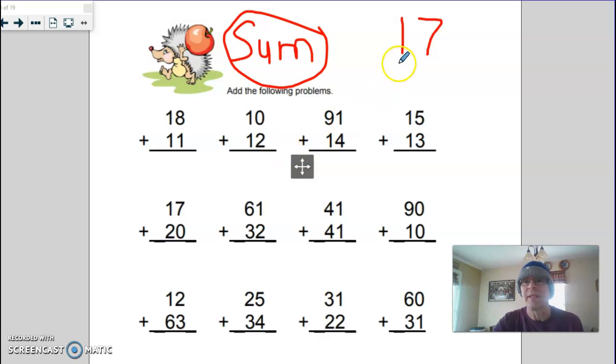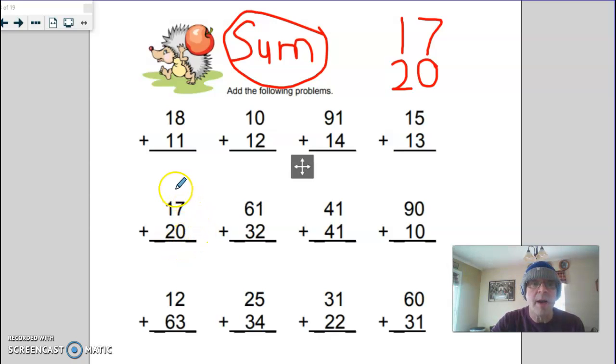And now we're going to talk about the number 20, and I picked this one especially for this reason. How many ones do we have in the number 20? 0. There are no ones in the number 20. How many tens do we have? We've got 2 tens right there. So you notice in my problem here, 17 plus 20, my ones are lined up directly over my ones, and my tens are lined up directly over my tens, right?